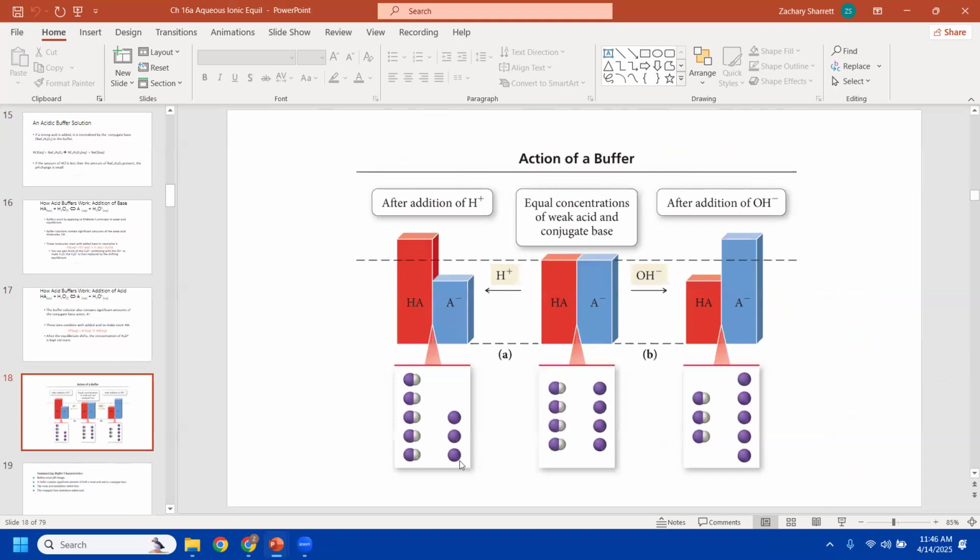So we can think of it: if we have HA and A minus, and we add H plus, the A minus reacts with the H plus, the HA goes up, the A minus goes down. Everybody see that? So we could react.